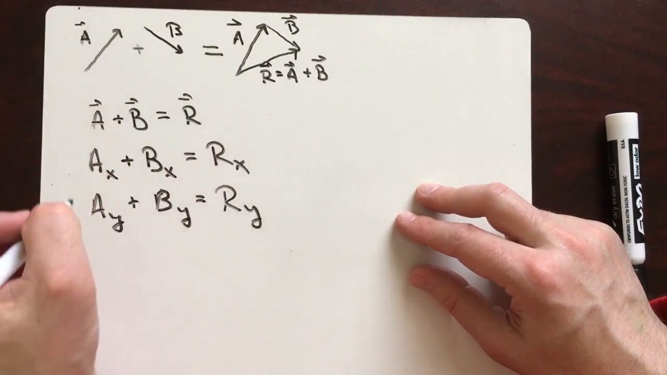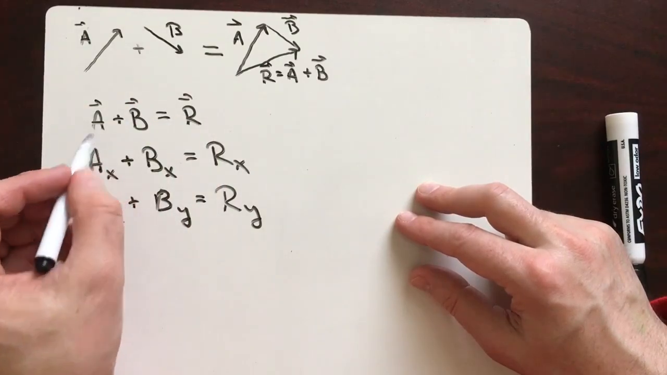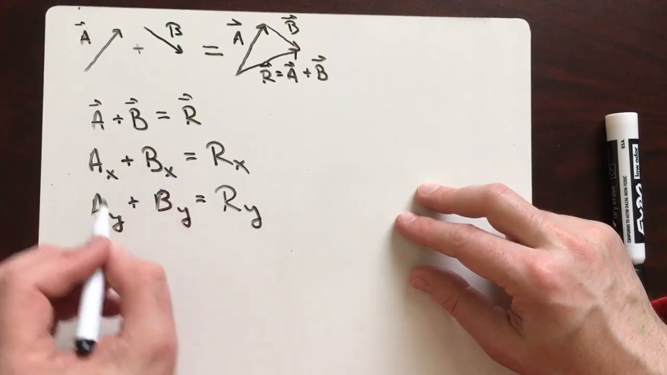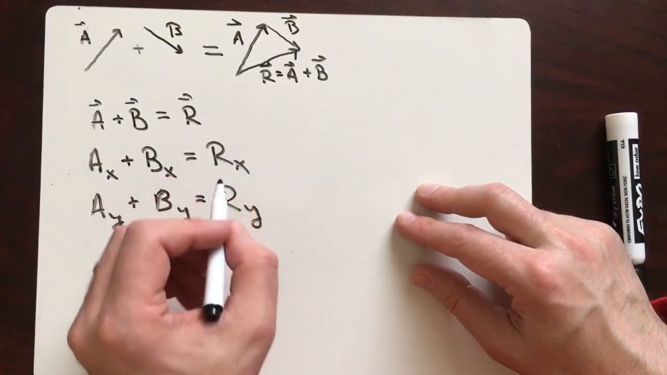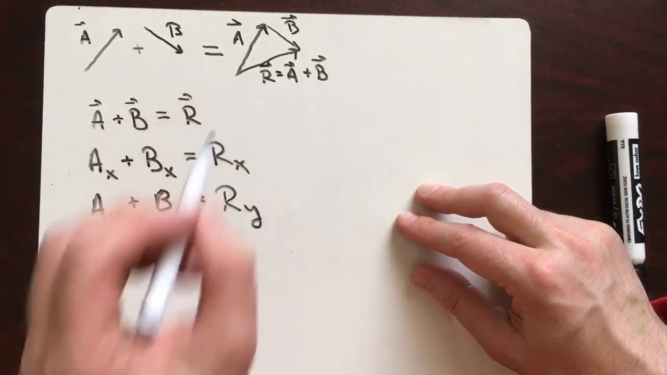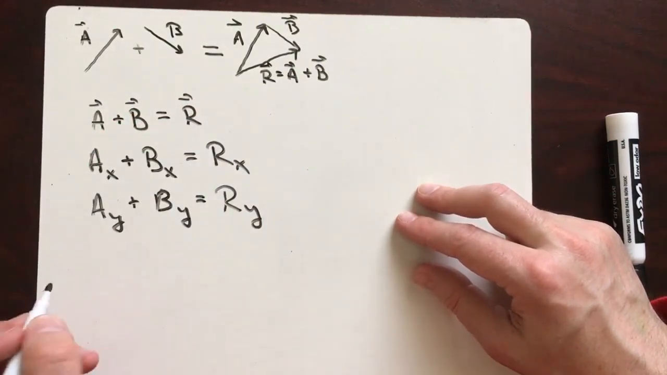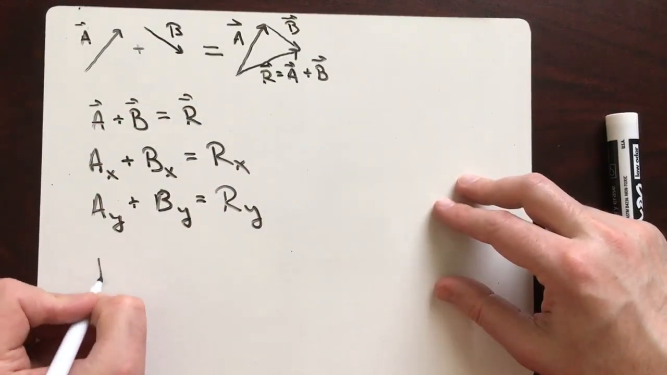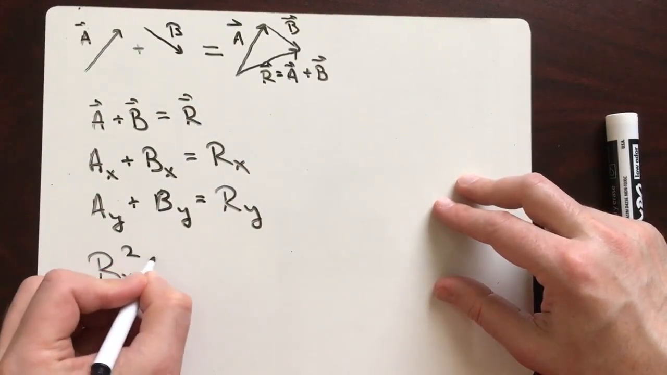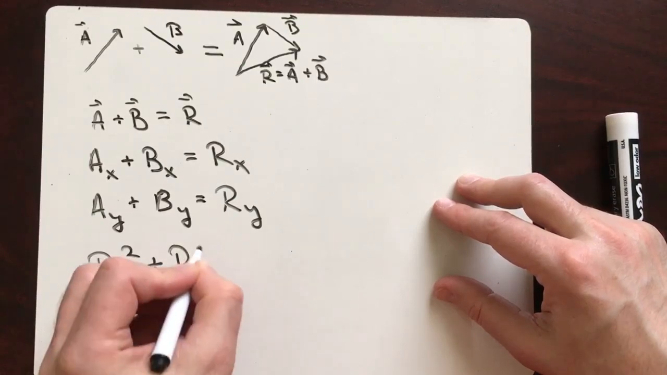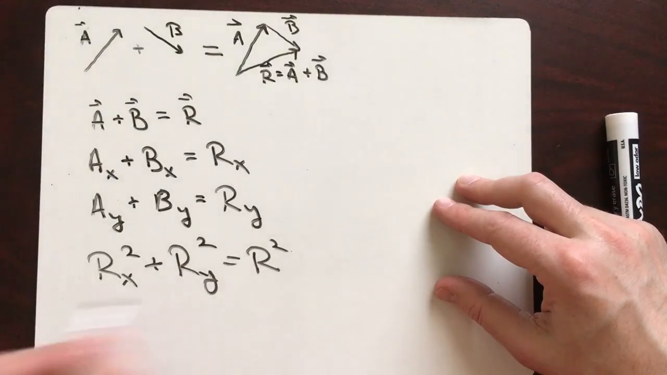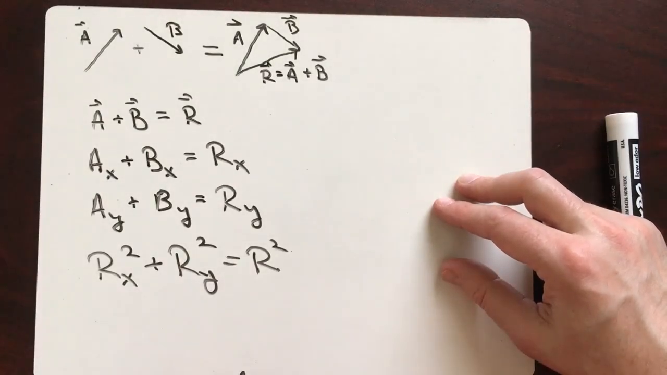So I'm adding two vectors together. I need their components, and I add the like components. So here I combine the x components, and here I combine the y components. And that gets me the x and y components of the resultant. Then, to get the magnitude of the resultant, we just use the Pythagorean theorem. So now I just do r_x squared plus r_y squared. That's going to equal r squared. Right? So take the square root, and I'm done.